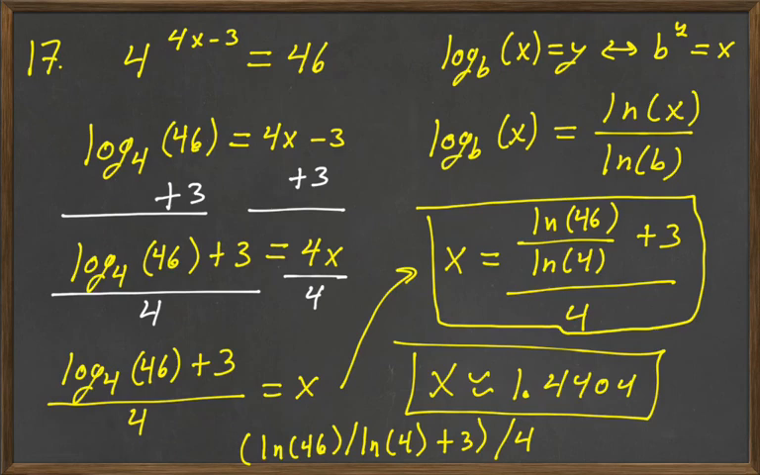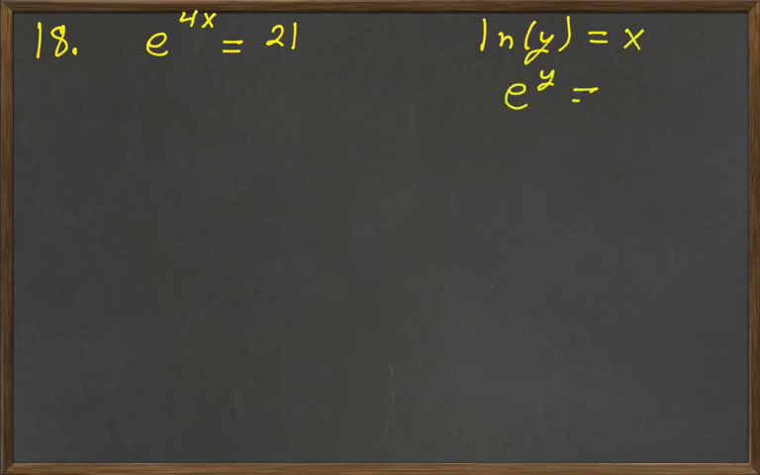All right, one more. Number 18, we have e to the 4x is equal to 21. So if I have the natural log of y is equal to x, we can rewrite that in exponential form. So we have e to the x is equal to y. So we're going to have a natural log of 21 is equal to 4x.